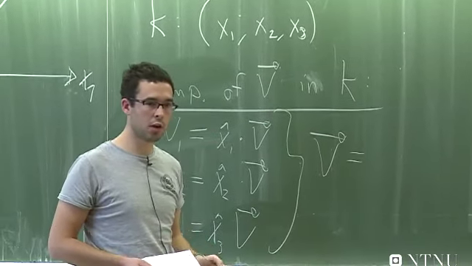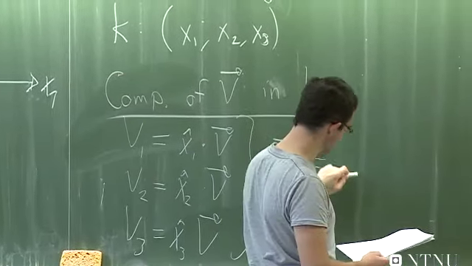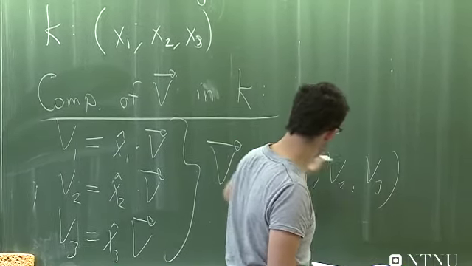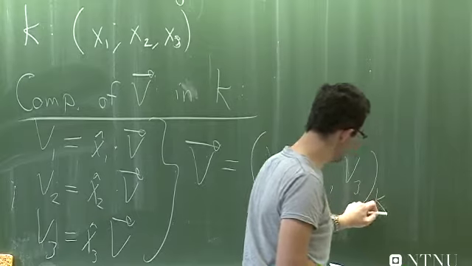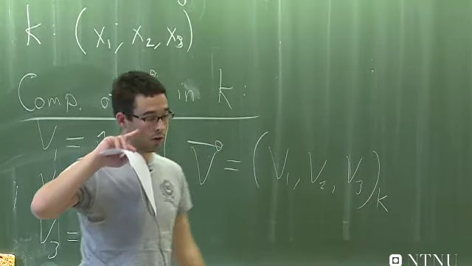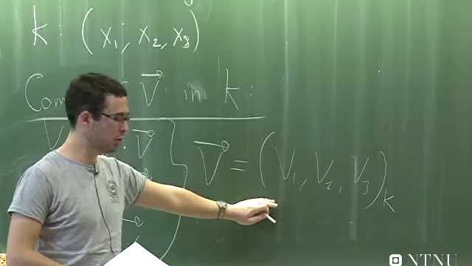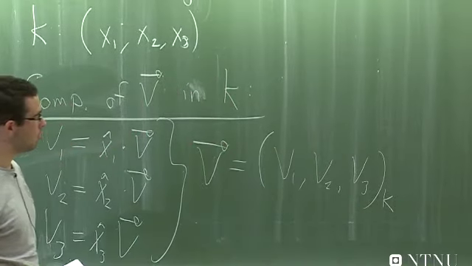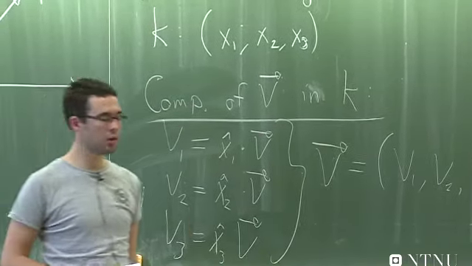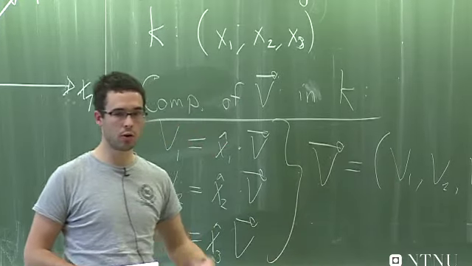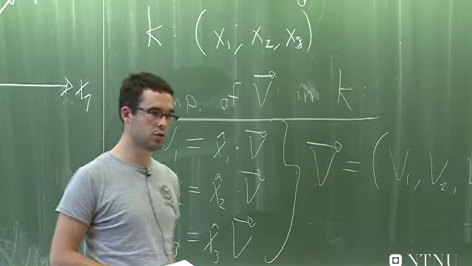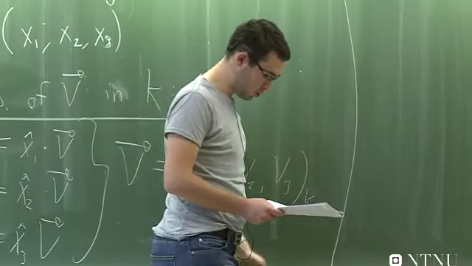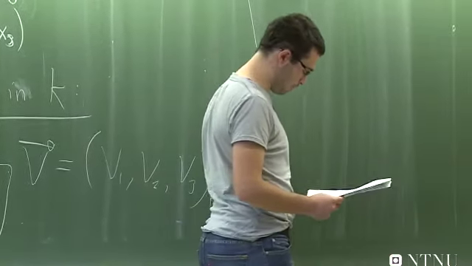Meaning that the vector v can be written in the following way. It's v1, v2, v3. You'll notice I put a small subscript here. So it's a vector with components v1, v2, v3 with respect to coordinate system K. Because if I change the coordinate system, the values of these vector components are going to change, even if the physical quantity doesn't. You've all seen this before, of course, but just to clarify things.